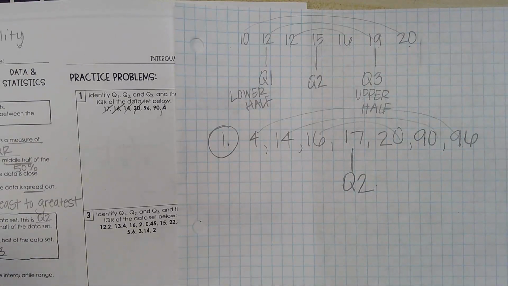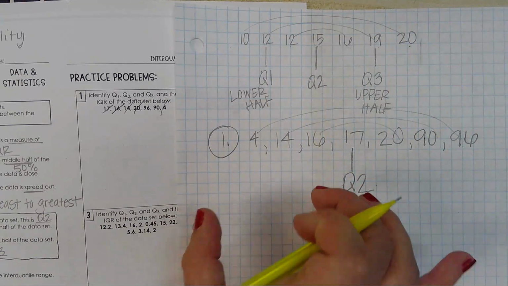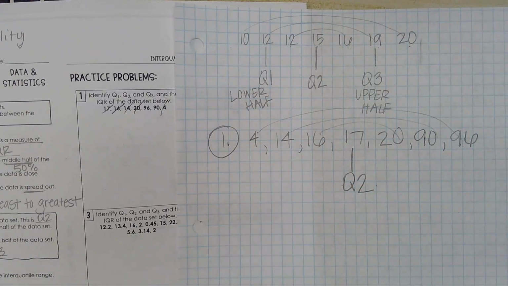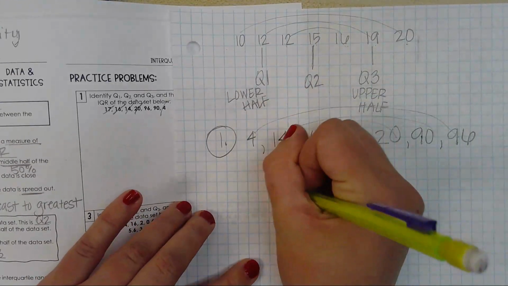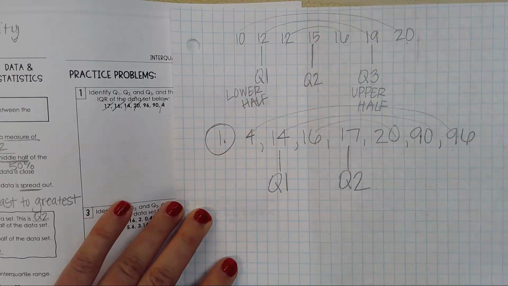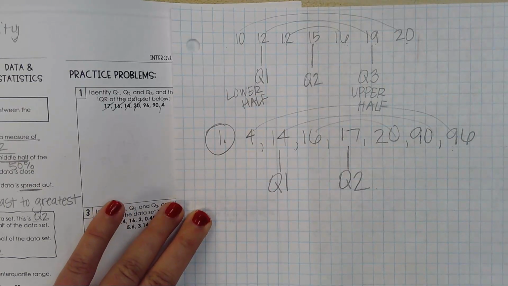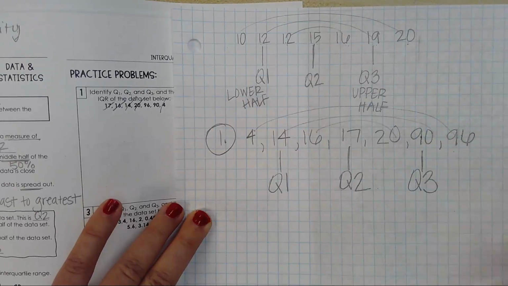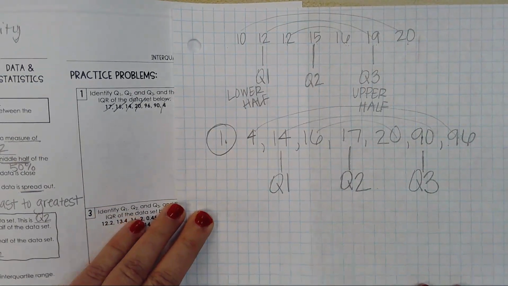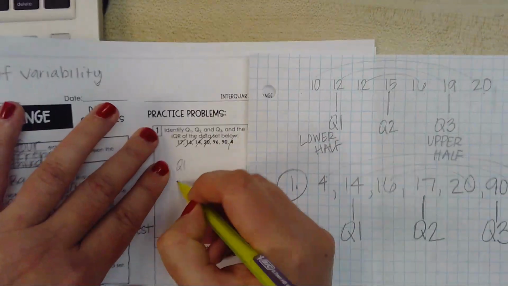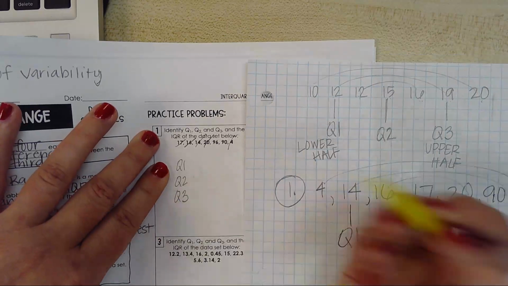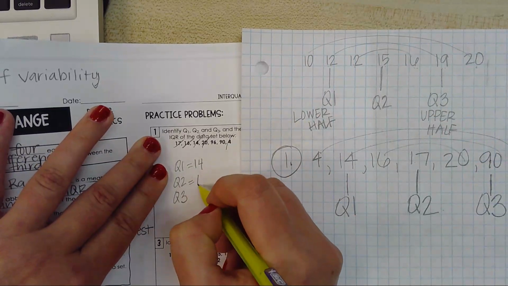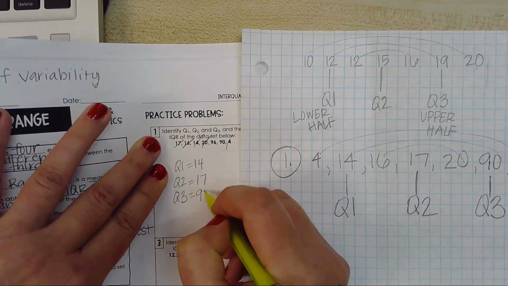Okay, my next thing that I'm going to do is realize that my lower half, what's the numbers in my lower half? 4, 14, 16. What's the median? 14. And label it what? Q1. And then I have my what? Half. What's my median? 90. Q3. Go back to my paper and let's write down the numbers that are Q1, Q2, and Q3. What's Q1? 14, Q2, Q3. 90.